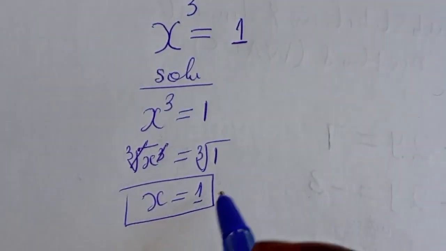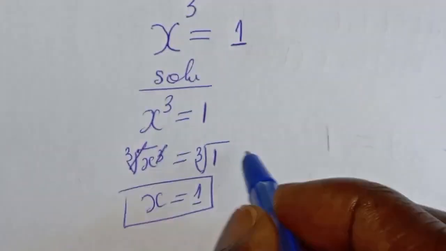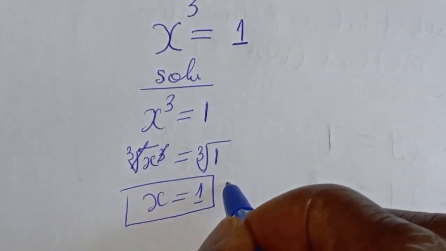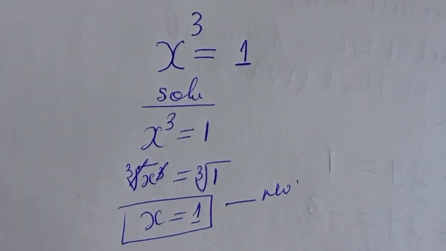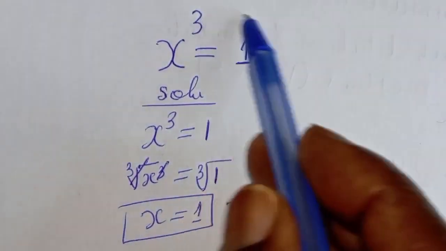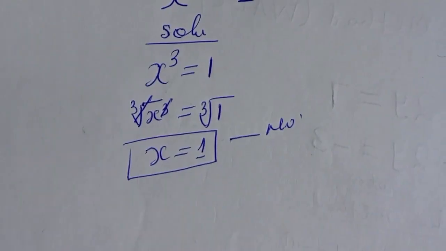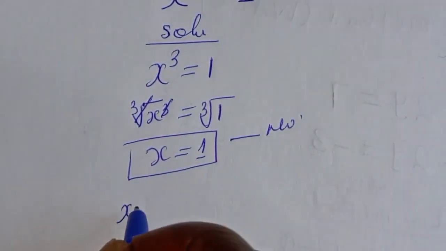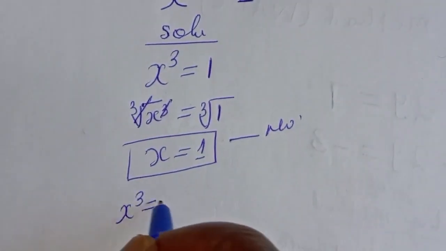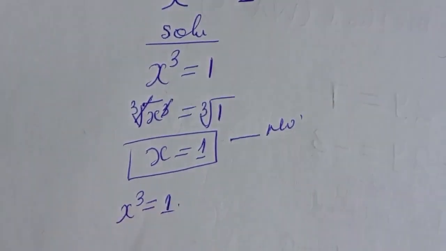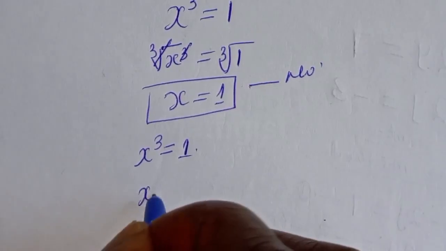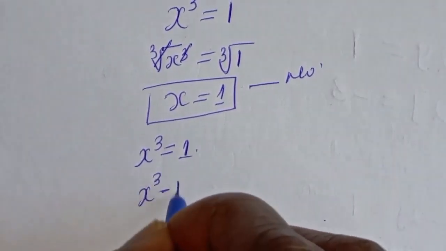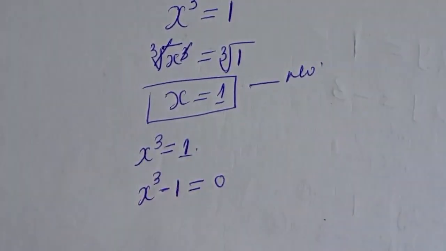Is this the only answer to this problem? No. So therefore, let's find other solutions to this equation. S raised to power 3 is equal to 1. S raised to power 3 minus 1 is equal to 0.